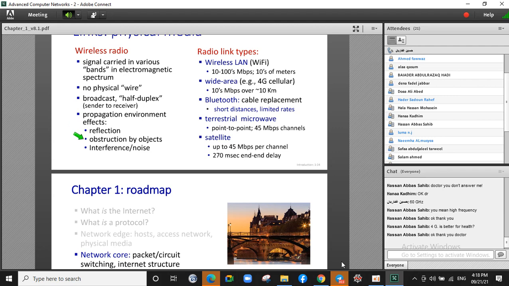The second one is obstruction. What does it mean? The objects surrounding the wireless network absorb the energy of signals. For example, when you are going into an elevator or you are traveling across a tunnel, if you look at your cell phone, you can see, oh, there is no signal. Why? Because the energy of signals is absorbed by the tunnel or by the structure of the elevator. So your signal is weak or maybe you have no signal.